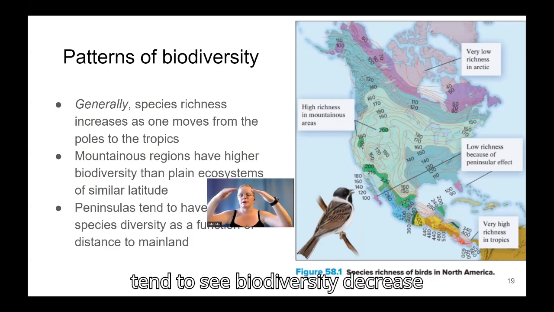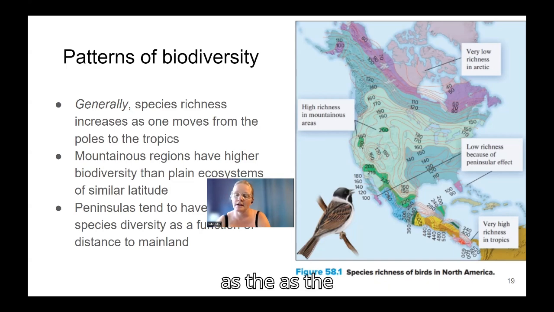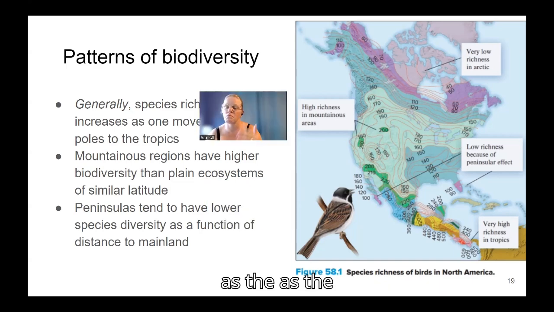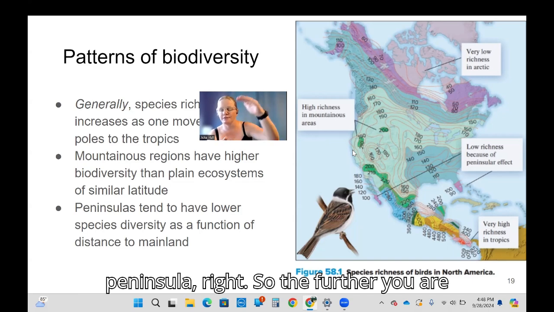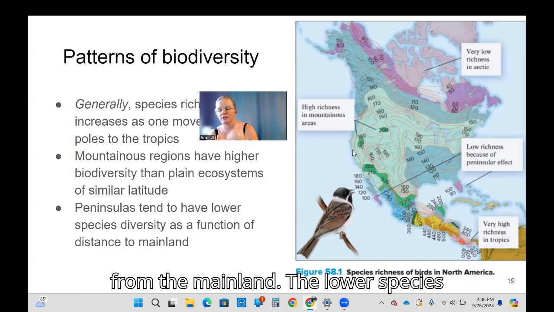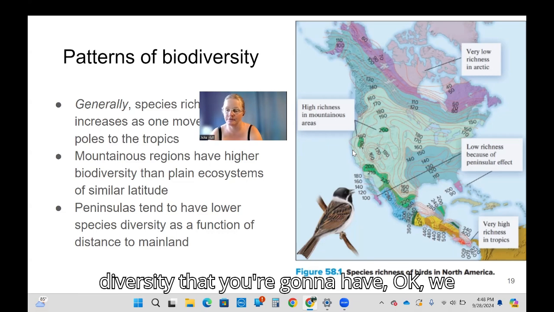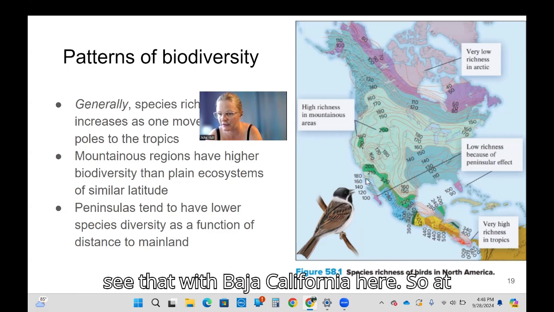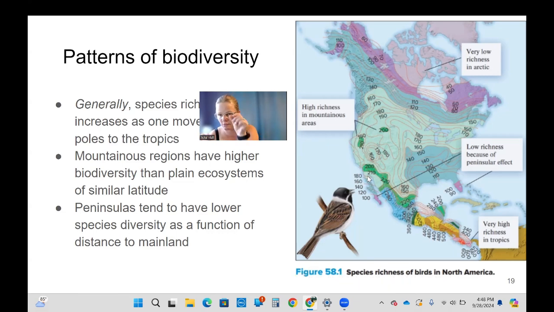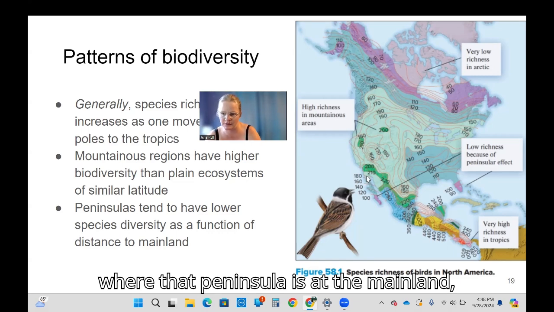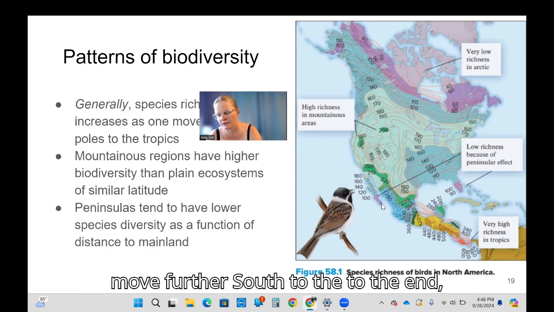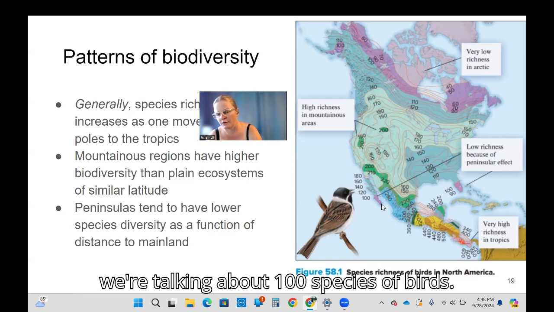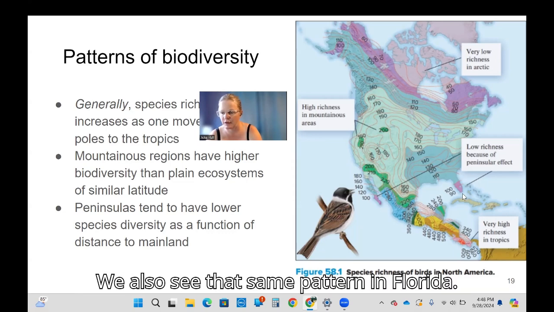Additionally, we tend to see biodiversity decrease as the distance from the mainland increases on a peninsula. The further you are from the mainland, the lower the species diversity you're going to have. We see that with Baja California here. Where that peninsula meets the mainland, we have 180 species of birds, but as we move further south to the end, we're talking about 100 species of birds. We also see that same pattern in Florida.